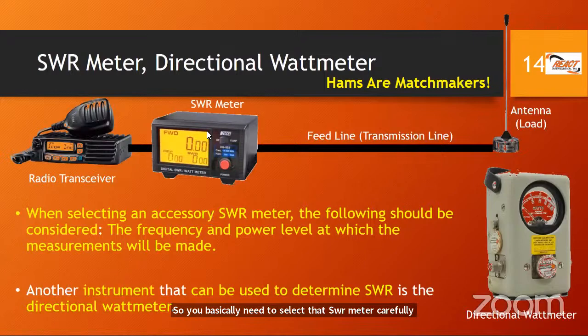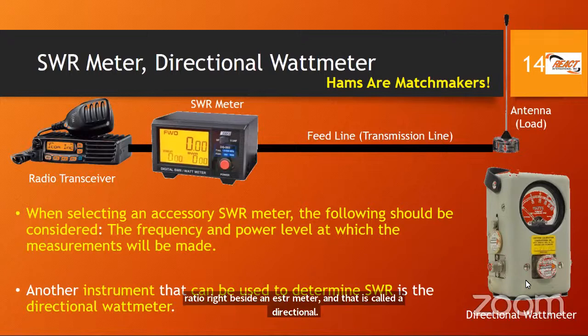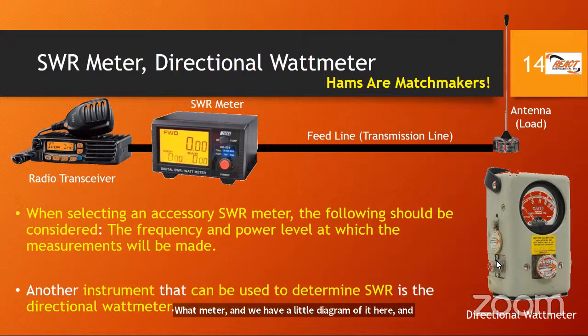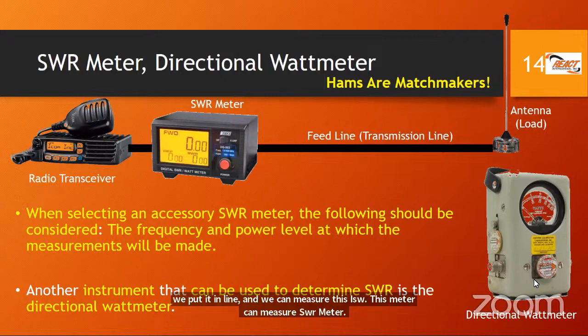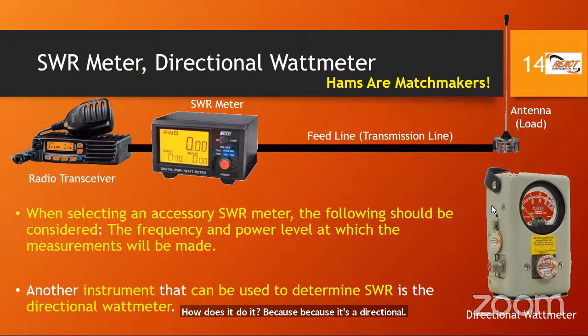So there's also another instrument that you can use to measure standing wave ratio, right? Besides an SWR meter, and that is called a directional watt meter. And we have a little diagram of it here. We will also show another picture to show how we put it in line and we can measure. This meter can measure SWR. How does it do it? Because it's a directional watt meter, it is able to measure the output in one direction, that's the transmit power, and it can also measure the reflected power along the transmission line.